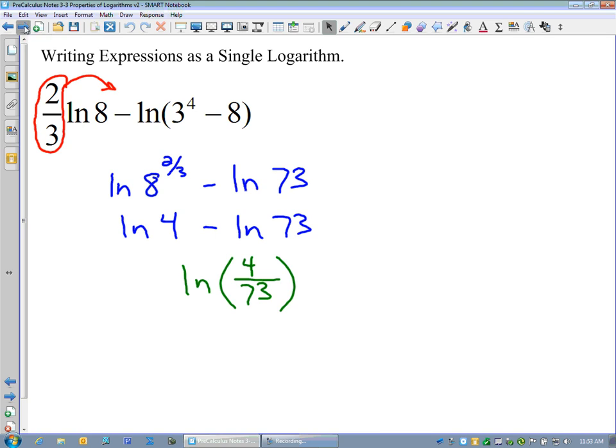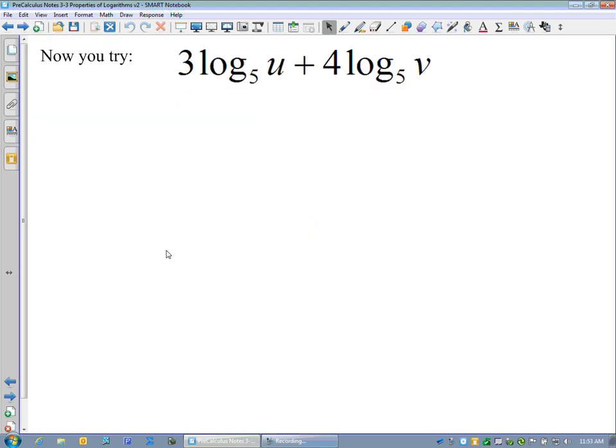All right, let's give you one to try. And we'll do it in a little different format, more general with the expressions rather than the numbers. So here you have u and v. It's 3 log base 5 of u plus 4 log base 5 of v. And we should note also that for these logarithm properties, these bases do have to be the same. They're both log base 5.